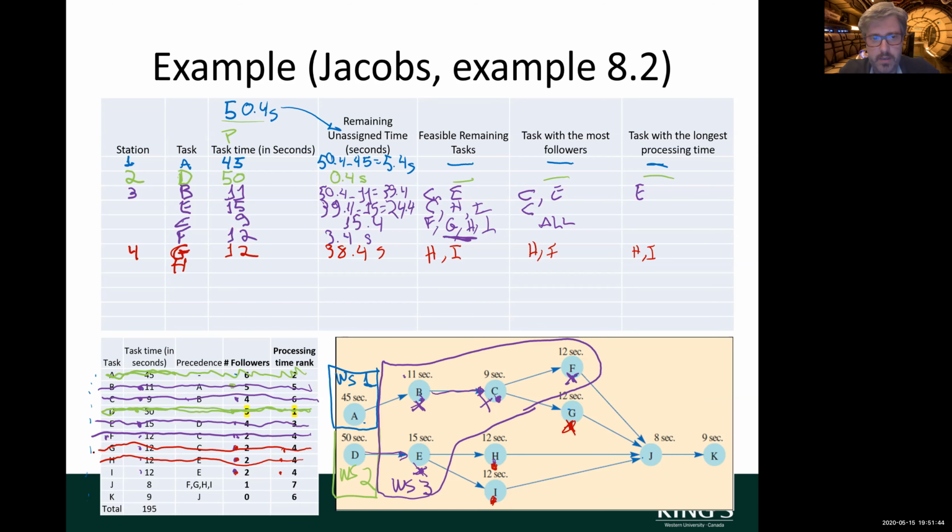So H is 12 seconds, 38.4 seconds minus 12. That means 26.4 seconds. The feasible remaining task is I, right? I just picked H right there. So I cannot move to J because I is not ready. So now I have to pick I. So I becomes the next task in this workstation.